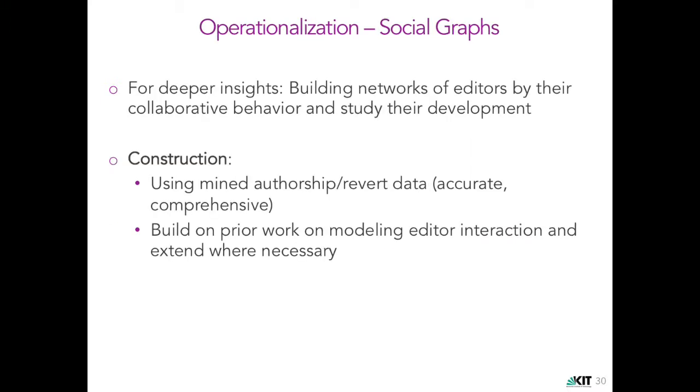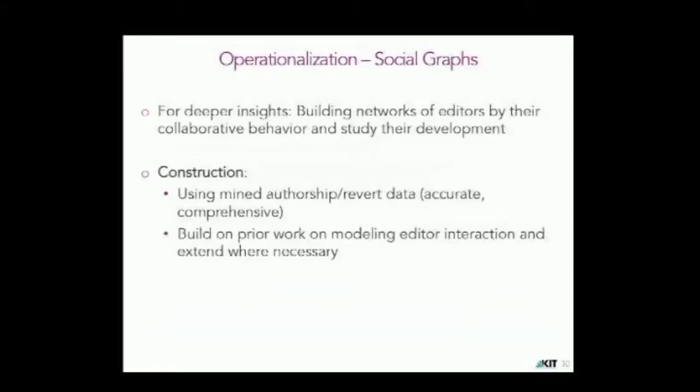So the next thing that I want to do, or what I'm currently working on, is building social graphs that can actually tell me more about it. So building a matrix of these editors with the data that I have now, the authorship and the revert data, and building on prior work that has been done in this regard, especially in Wikipedia. So this is something that I'm doing right now, and I'm trying to figure out how to best put this into a social graph.